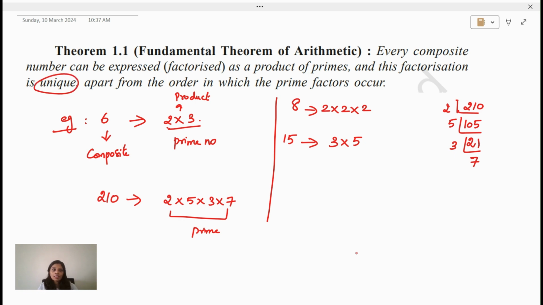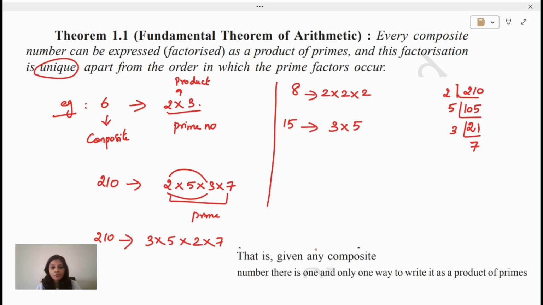Okay, and the next point they are saying, apart from the order in which the prime factors occur, so it is irrespective of the order. For example, 210 is also written as 3 times 5 times 2 times 7. Suppose I take the order in another way, for example 3 first and then 2, I'm changing the order, but it still gives me the composite number 210 when you multiply all the primes, right? So irrespective of the order, each composite number can be uniquely expressed as a product of primes. Do you understand?